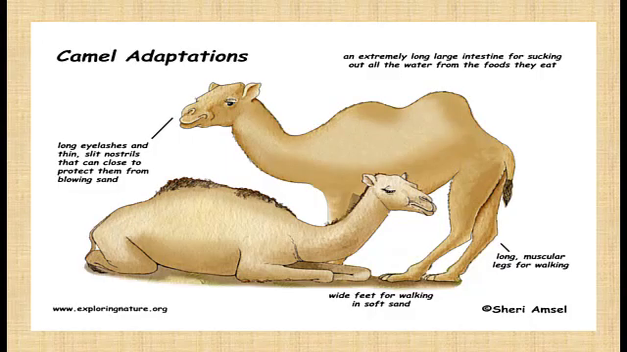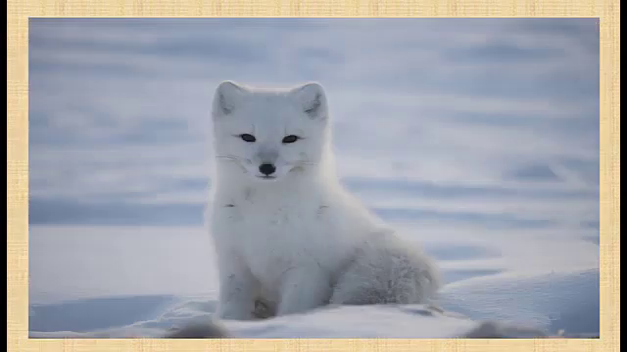Camels' adaptations. Camels have a hump to store food and water for a long time. Their long lashes and thin slit nostrils protect them from blowing sand. Their long legs keep their body away from the desert land, and wide feet help them to walk on sand. The fur's coloration of the Arctic fox helps them to blend in with their habitats. This adaptation is known as camouflage.